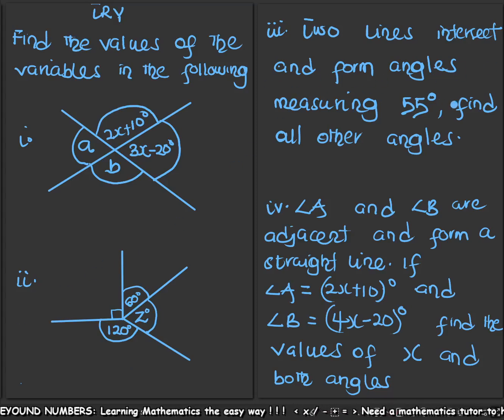Then we come here, that is questions in a word problem form. Two lines intersect and form angles measuring 55 degrees. You have to find all other angles. And take note, since there are two lines intersecting, then 4 angles are going to be formed. So you have to look for all those angles. Just apply the properties. If there's anything, you can let me know in the comment section. Then this here says angle A and B are adjacent and form a straight line. Now, if the measure of angle A is this and that of B is this, find the value of x and then find both angles as well.